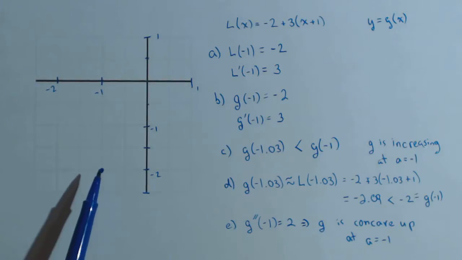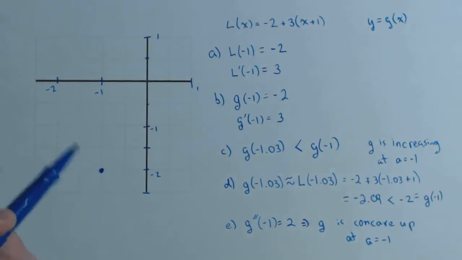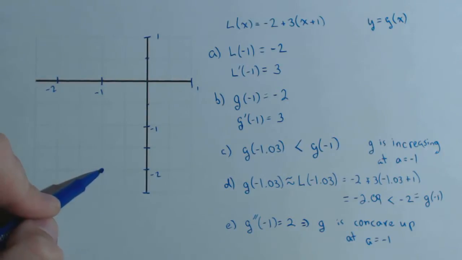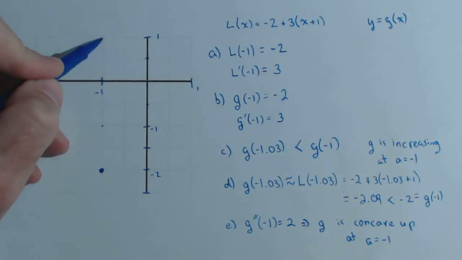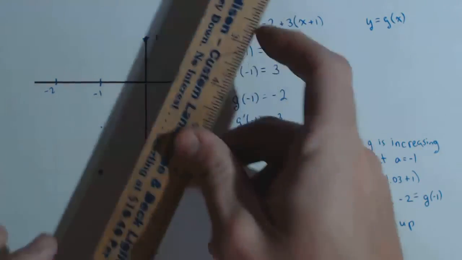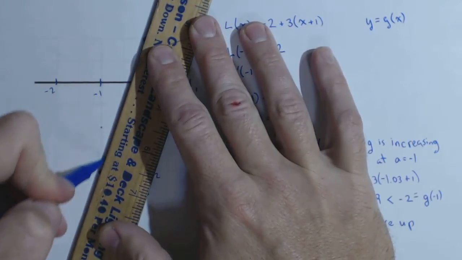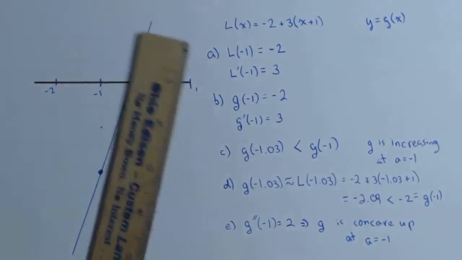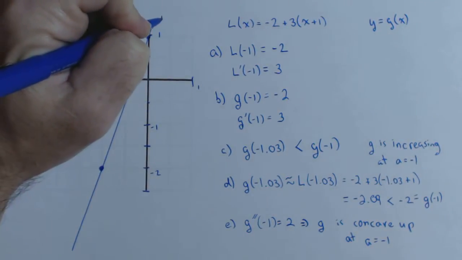Now, both the tangent line and the original function will go through this point. The tangent line is going to be a linear function. It has a slope of 3, so let's plot one more point. We go up 1, 2, 3, and over 1. So we can now draw our tangent line here between those 2 points. So that is the graph of L of x.